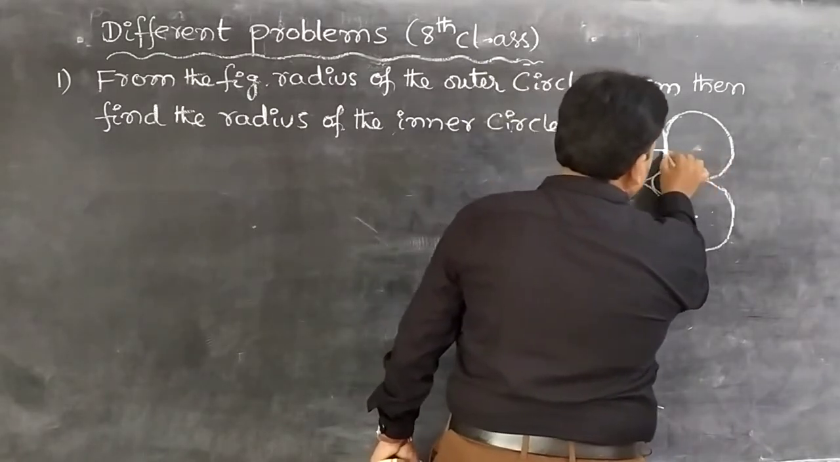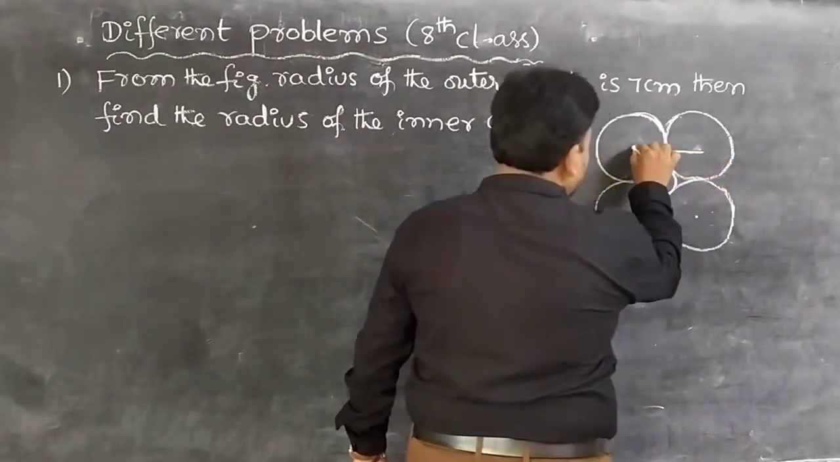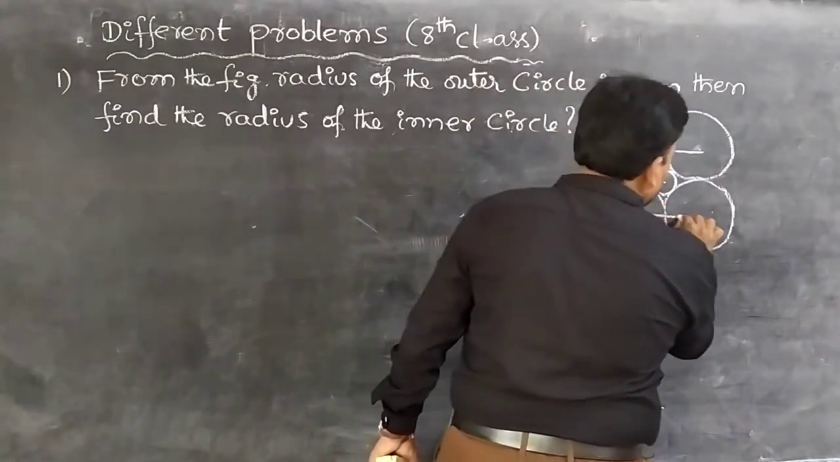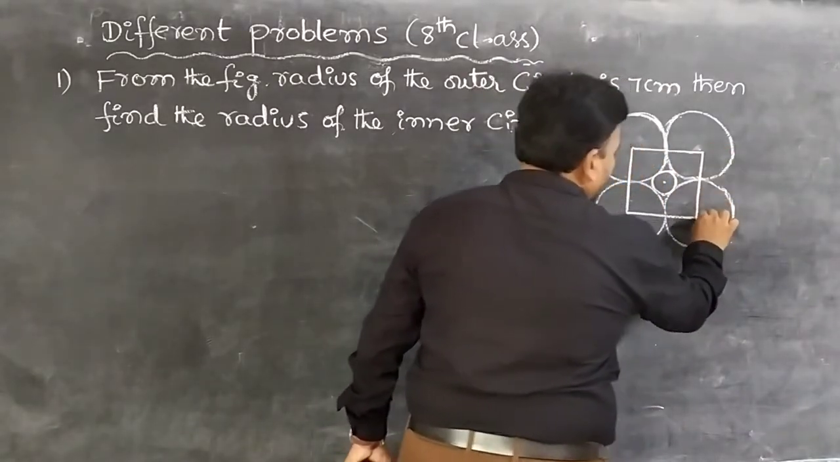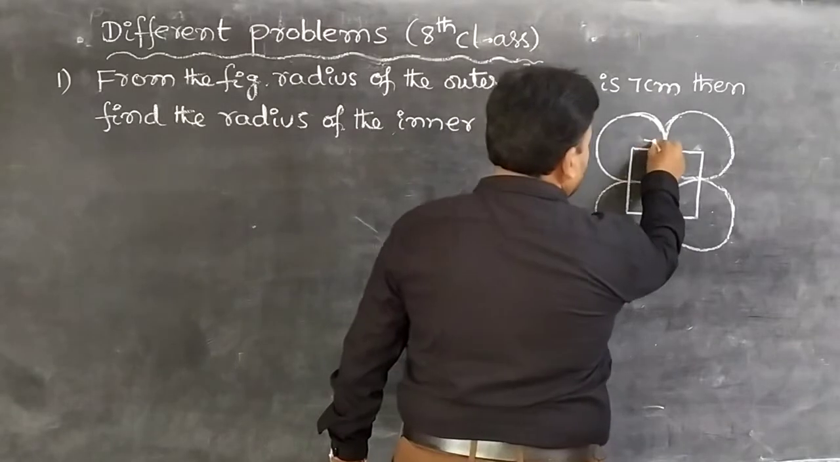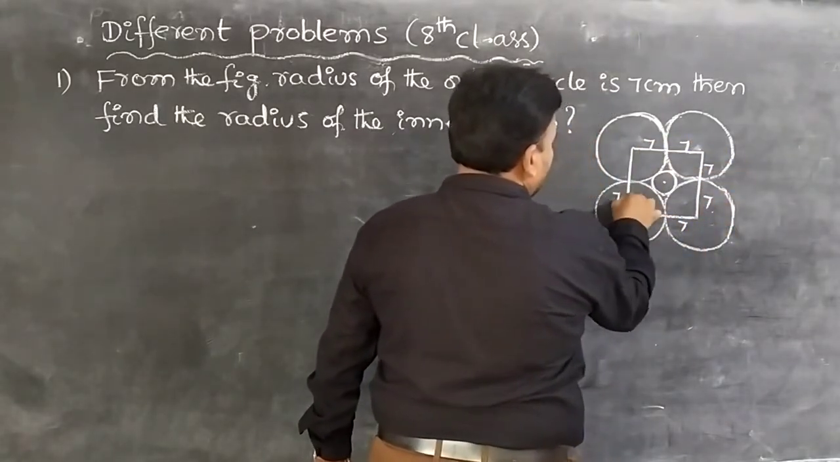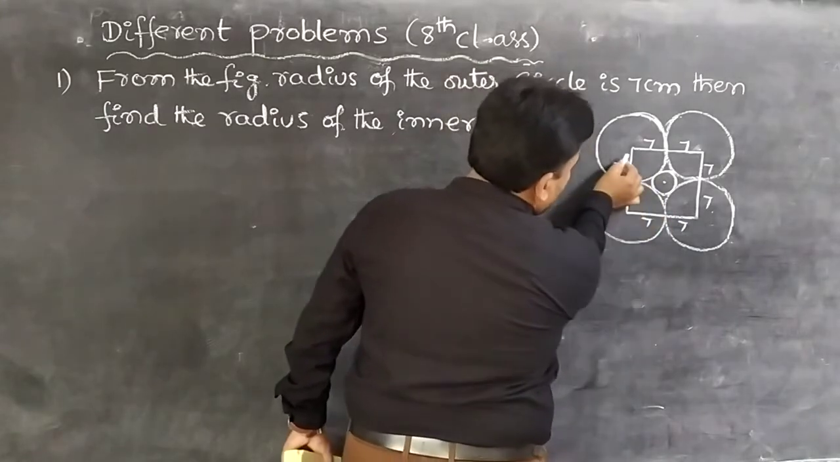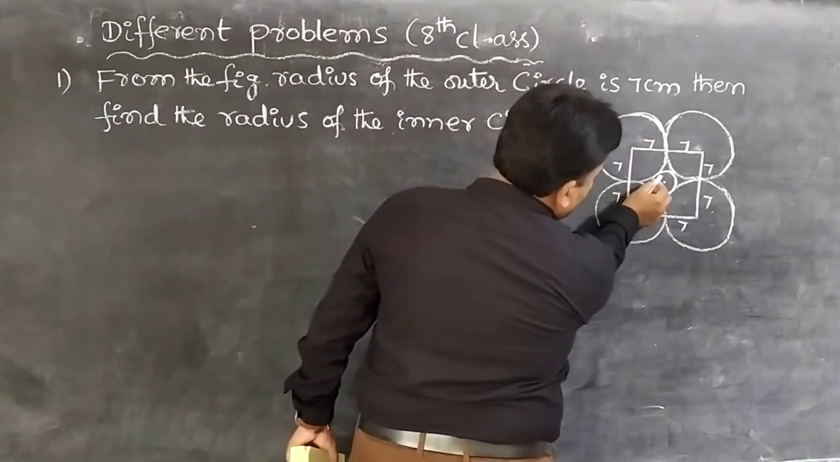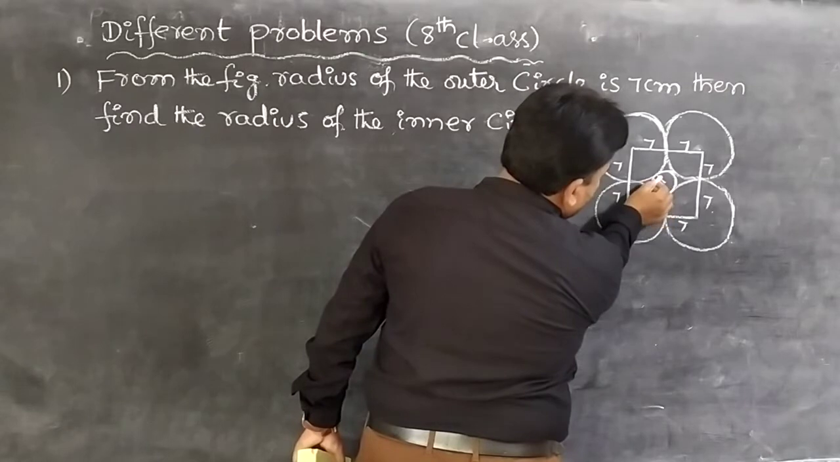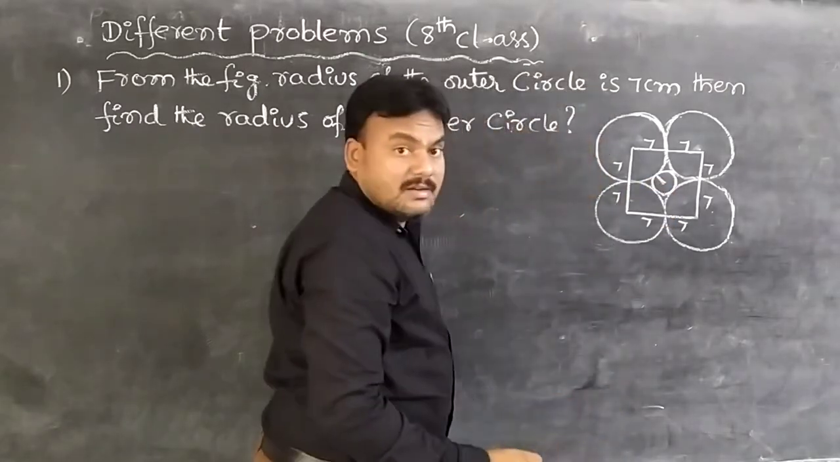And if we join the radii of the outer circle, it automatically forms a square. Isn't it? Form a square. So this is 7 and this is 7, and here also the same, students. Then observe carefully. We draw a line like this here. Observe. This is a radius, right?